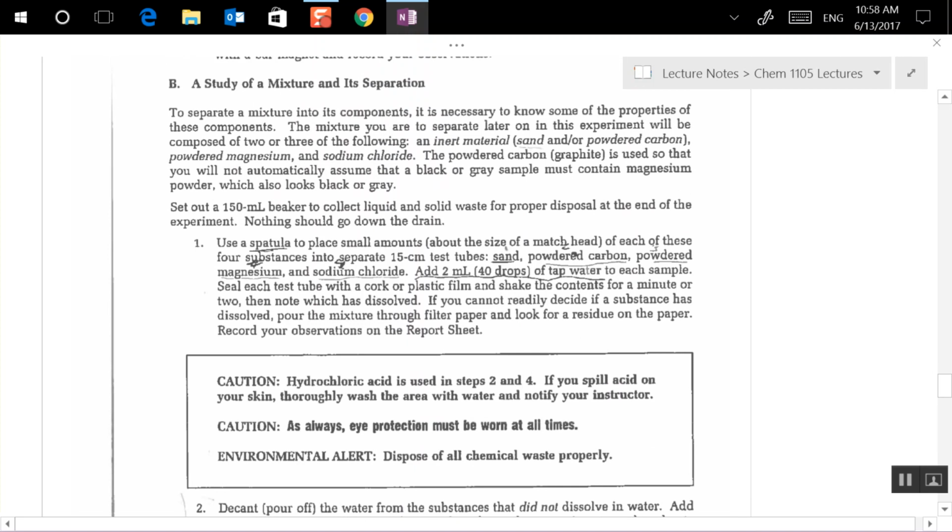Okay, so place a small amount of each of these substances into a separate 15 centimeter test tube. Sand, carbon, magnesium, and sodium chloride. Add 2 milliliters of tap water. Just DI water. Don't ever use tap water. Use the DI water, okay? We don't want to use tap water.